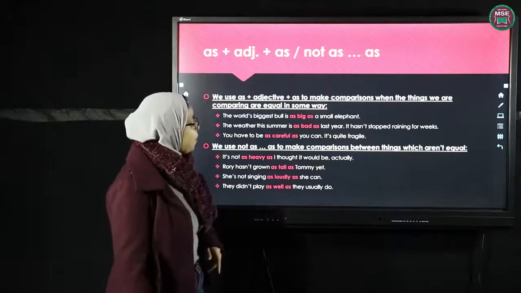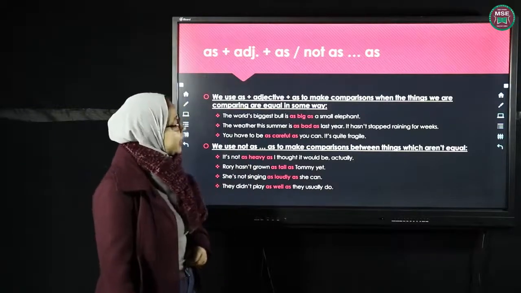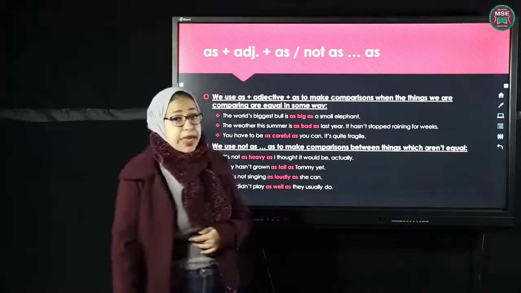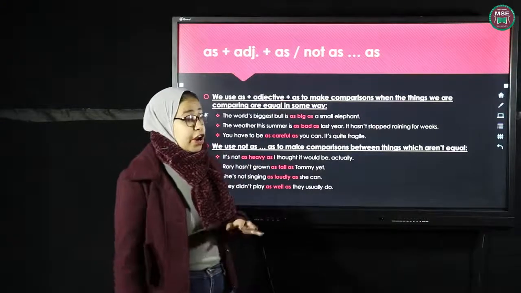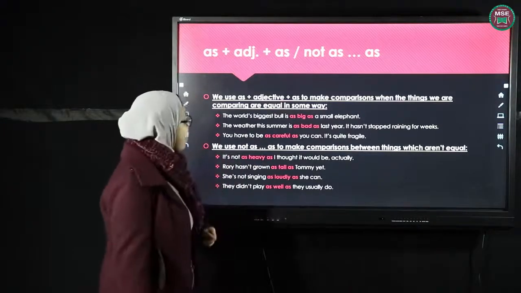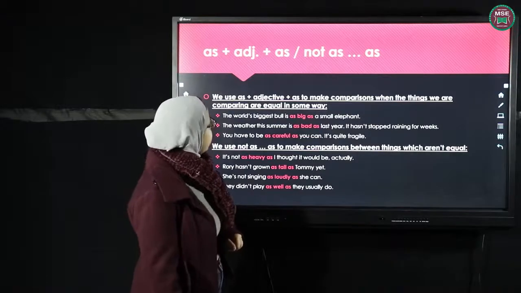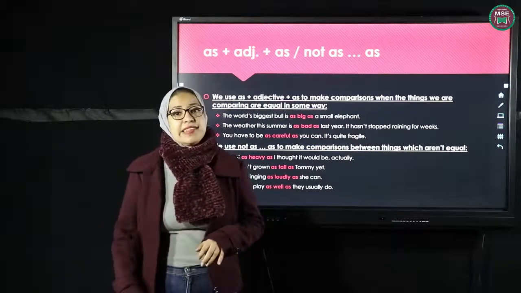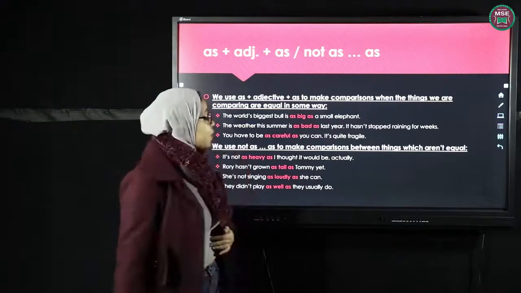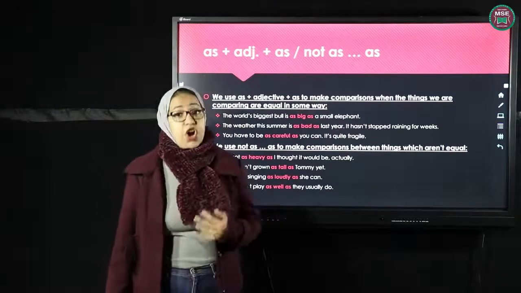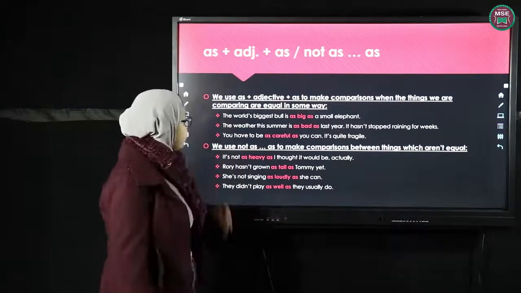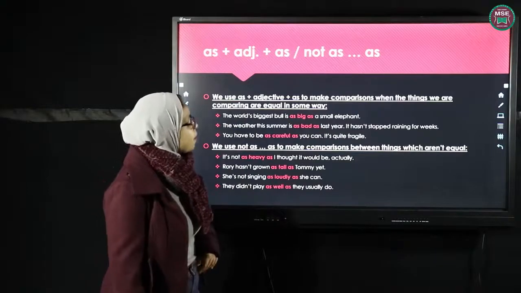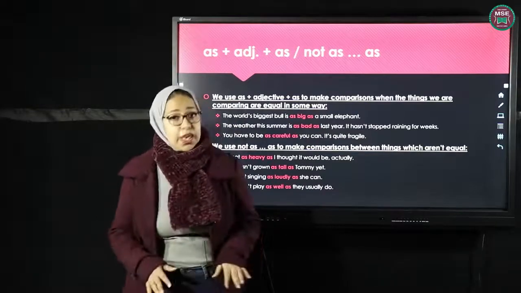And the weather this summer is as bad as last year. It hasn't stopped raining for weeks. So it's equal. They are equal. We have to be as careful as you. We have to be as careful as you can. It's quite fragile. Fragile means it's easily broken. Okay, so they are equals. Okay, we use not as to make comparisons between things which are not equal.